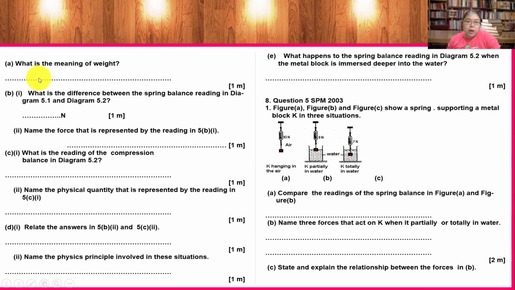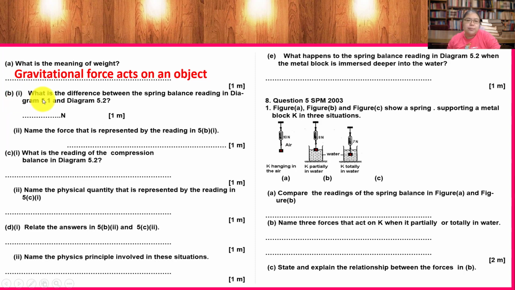Okay, now the first one, what's the meaning of the weight? The weight must be related with the gravitational force. Okay, the force to pull you. So now you can see the answer. There's a gravitational force acting on the object. So there's a weight.